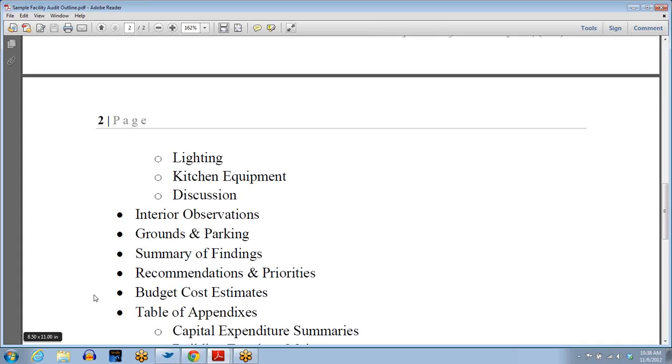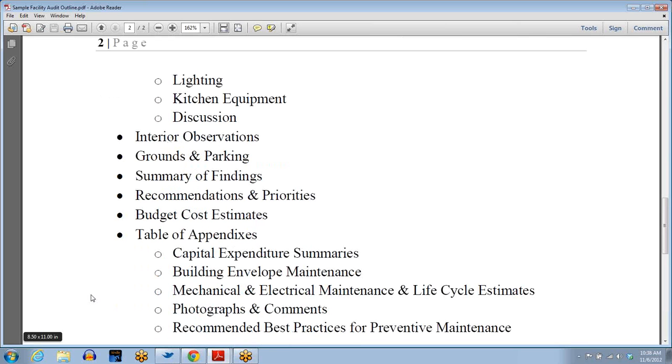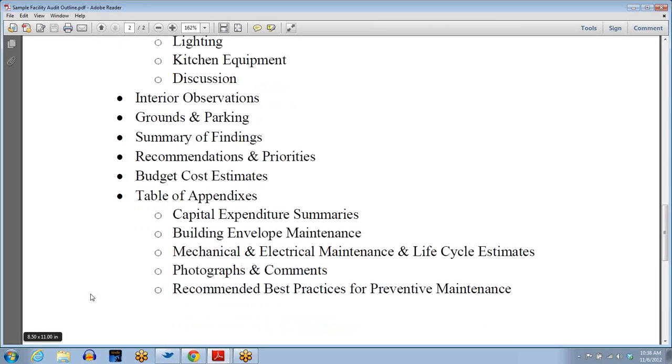They probably will give you, at the close of this, a table of appendages. And so your capital expenditure summaries, building envelope maintenance, mechanical, electrical maintenance and life cycle estimates, photographs and comments, recommended best practices for preventive maintenance. And so they may be helping you look at not only what the condition is, what the cost will be to repair and replace, and to bring everything up to proper condition, but also looking at best practices down the road for keeping your building in full good health, in good condition.